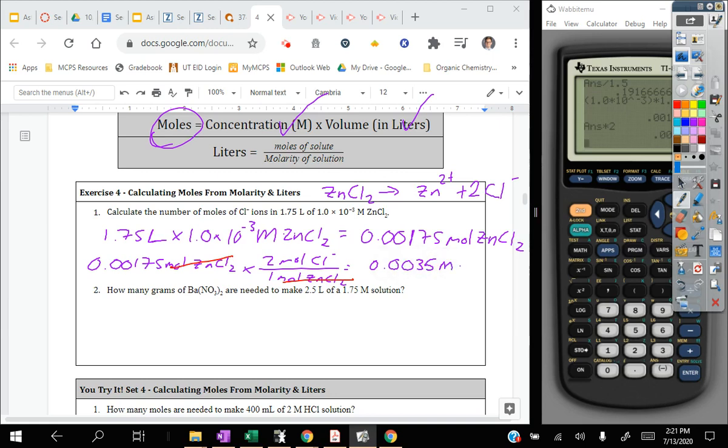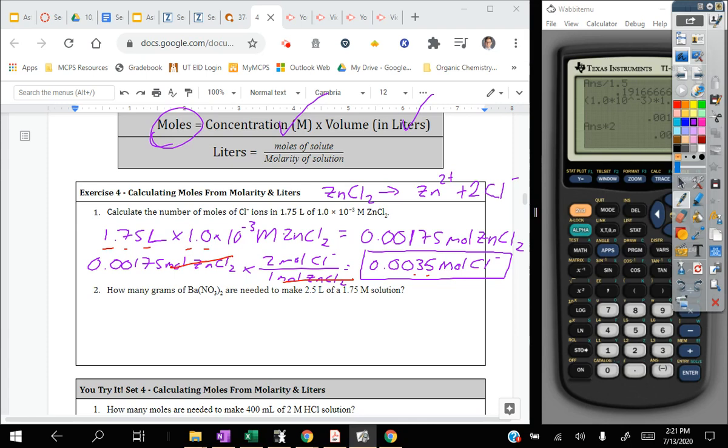0.0035 moles of Cl-. Now I do need to check my significant figures here. I had 3 significant figures in 1.75, but only 2 sig figs in 1.0. Thankfully, 3 and 5 are my only 2 significant figures in my final answer, so I can leave the answer as is. Let's do another one, this time trying to find grams.